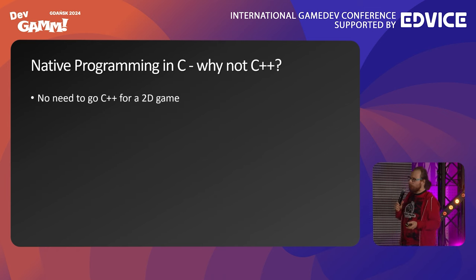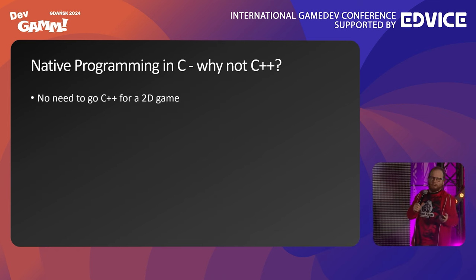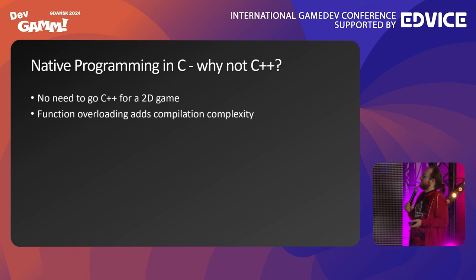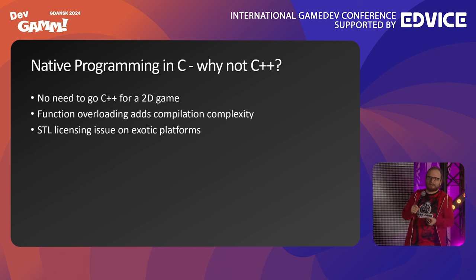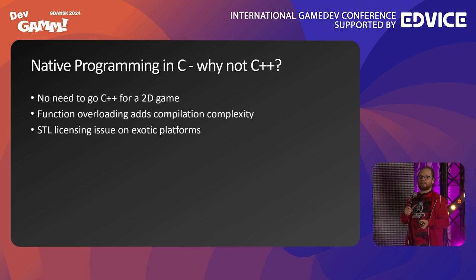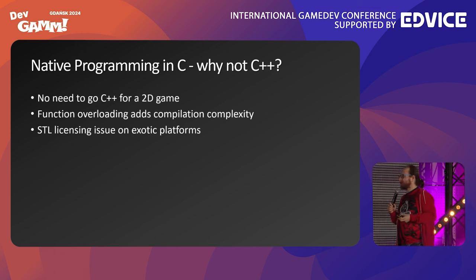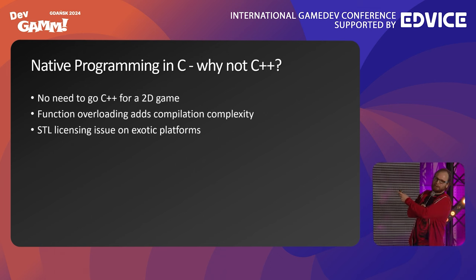Now, why not C++? No need to go C++ for a 2D game, that's first. It really is function overloading, compilation complexity and coding complexity. There are more things that you need to remember, and I just didn't want to have that kind of technical depth in my game. STL licensing is an issue on exotic platforms. This is just for DOS. I really wanted the game to work on DOS.